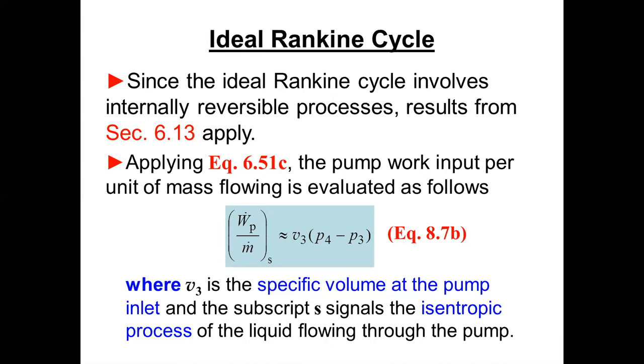Basically we're assuming it's incompressible, so the specific volume is constant. It doesn't change, so you pull it through the integral, and then you just integrate dP from the inlet pressure at 3 to the exit pressure at 4. So that's where that's coming from. This is what I call the pump trick, and this is what we'll use on our problems to evaluate the specific work of the pumps in the cycle.